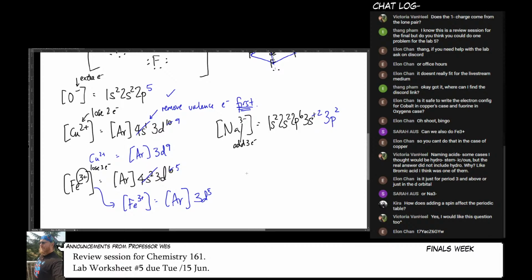When you're adding in electrons, you just fill them in the order of the aufbau principle. So after 3s would be 3p, then 4s, then 3d, and so on and so forth.